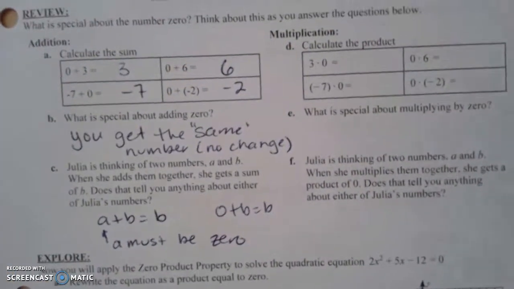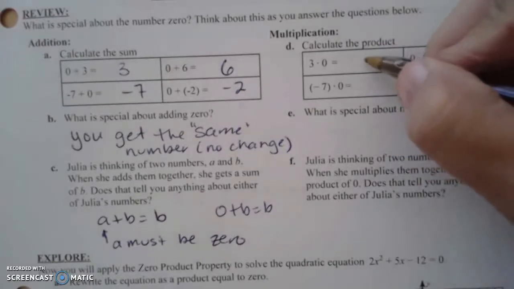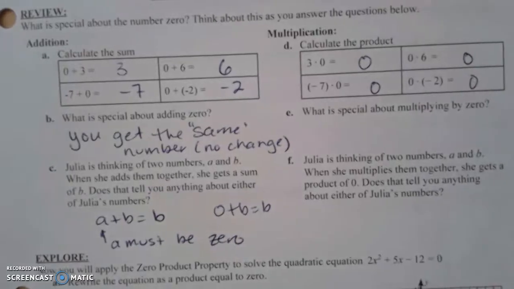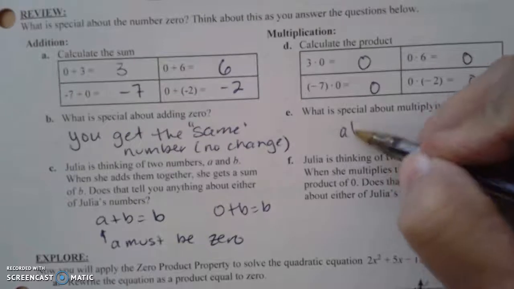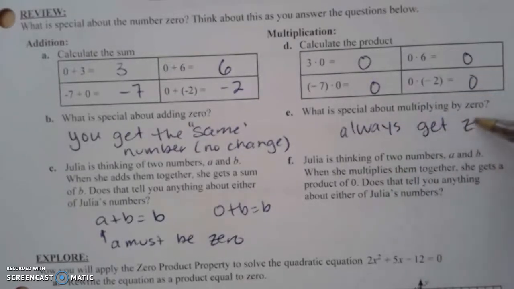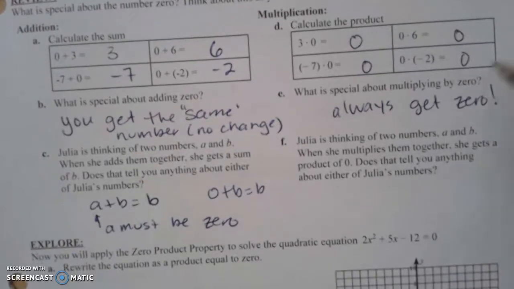And what happens when you take the product? This one's even easier, and this is more important because this is going into our zero product property, what we're talking about. We know we're going to get 0. We always get 0 when you multiply by 0, okay?